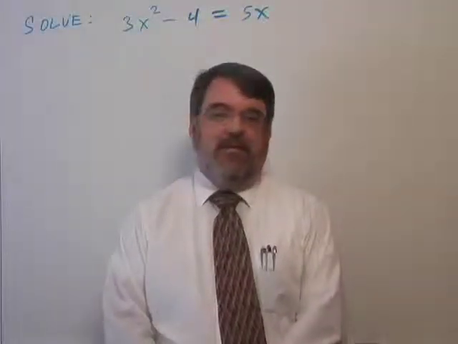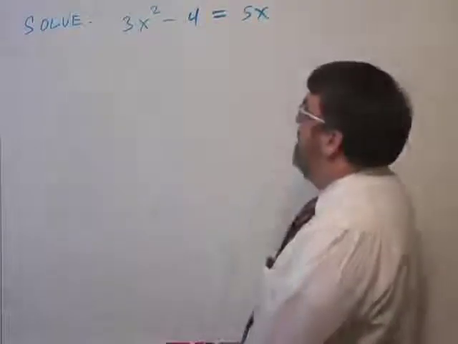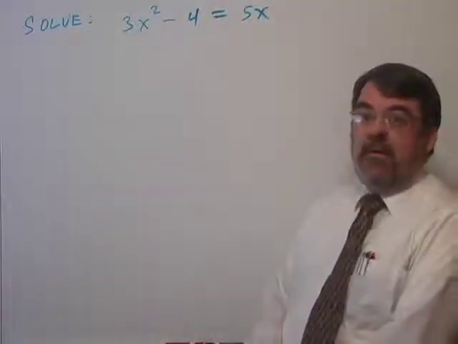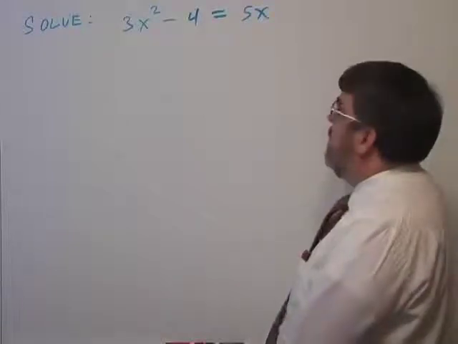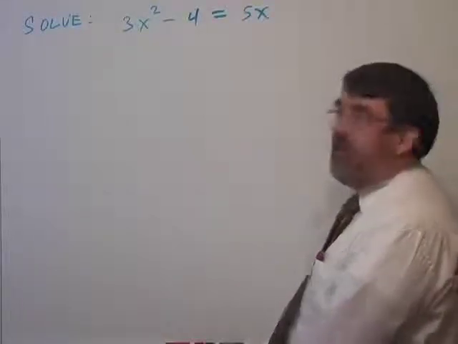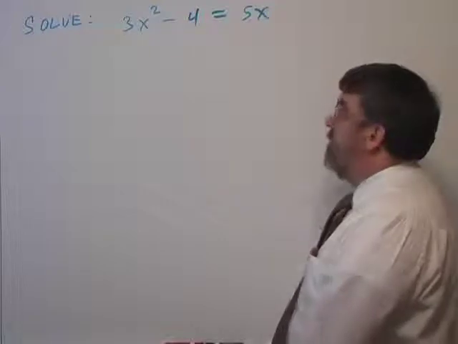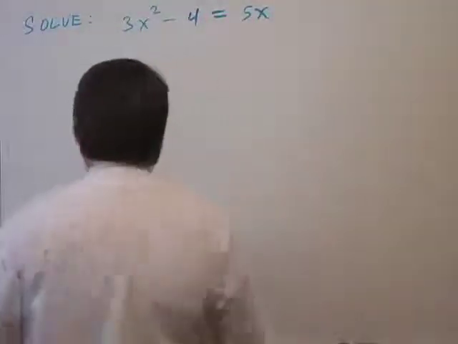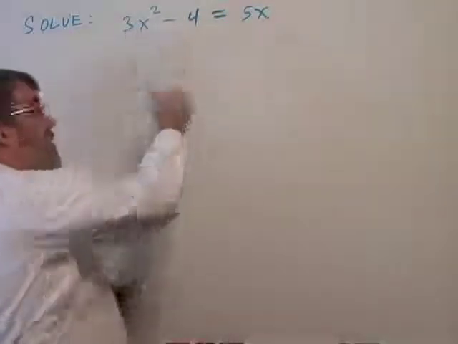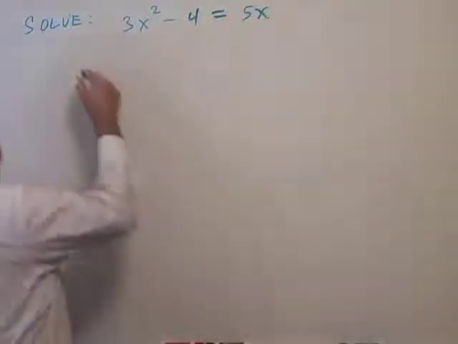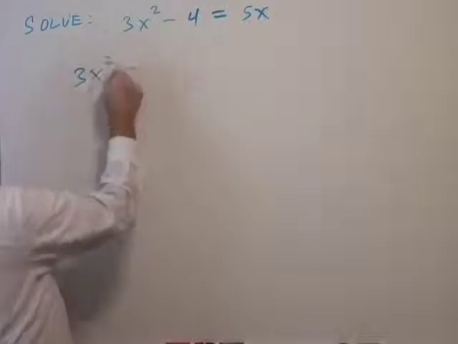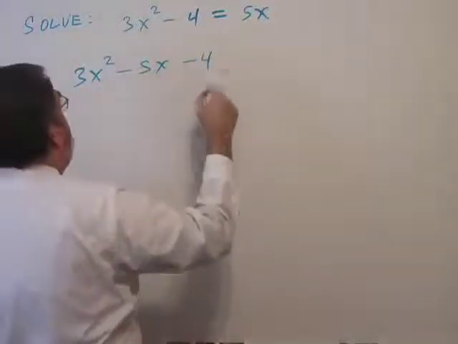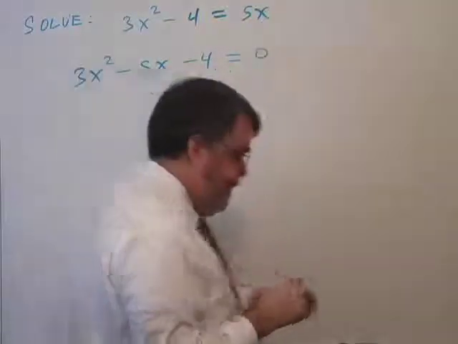Okay, let's solve a problem. 3x squared minus 4 equals 5x. Alright, so my first order of business is to rewrite this in descending powers. And by that I mean I'm going to transfer the 5x to the left side through subtraction. So we get 3x squared minus 5x minus 4 equals 0.